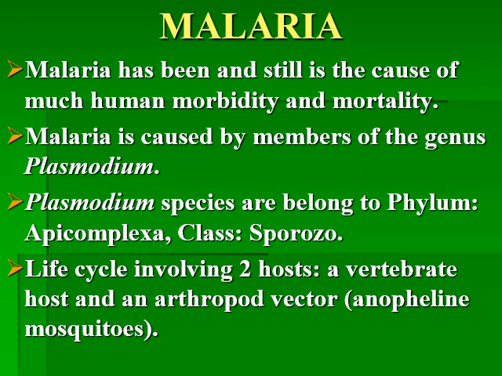The first disease caused by the phylum Apicomplexa is malaria. Malaria has been and is still the cause of much human morbidity and mortality. Malaria is caused by members of the genus Plasmodium. Plasmodium species belong to the Apicomplexan phylum and class Sporozoa. Their life cycle involves two hosts, a vertebrate host and an arthropod vector, an invertebrate host, restricted to the Anopheline mosquito.